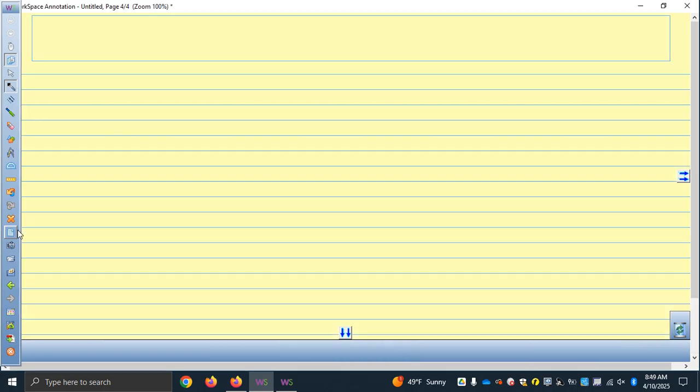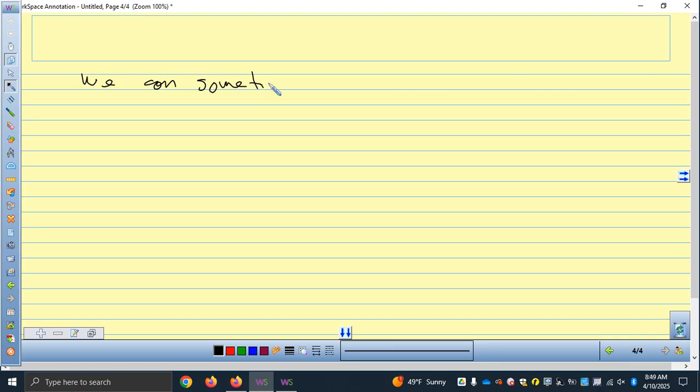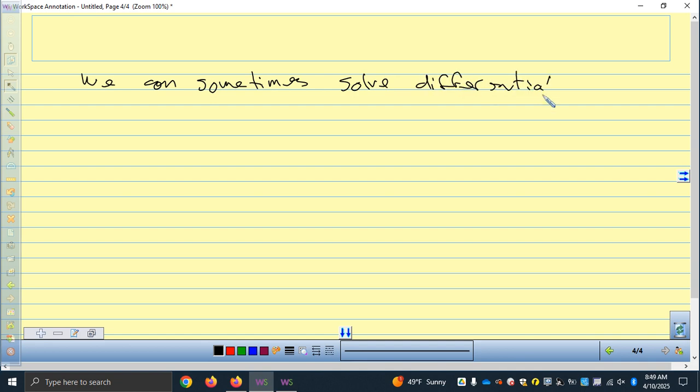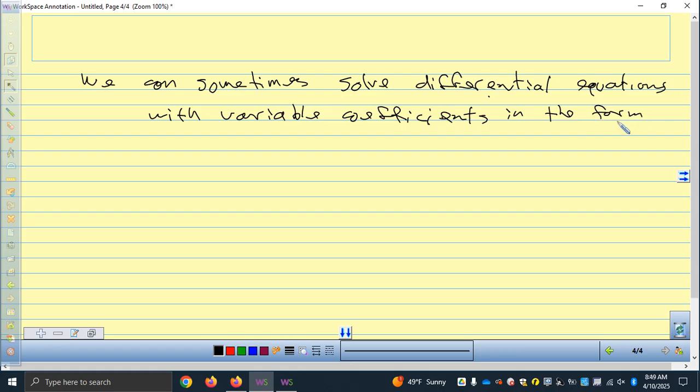All right, I want to look at one more thing today. Sometimes we can use this theorem to solve differential equations with variable coefficients in the form a t to the m.